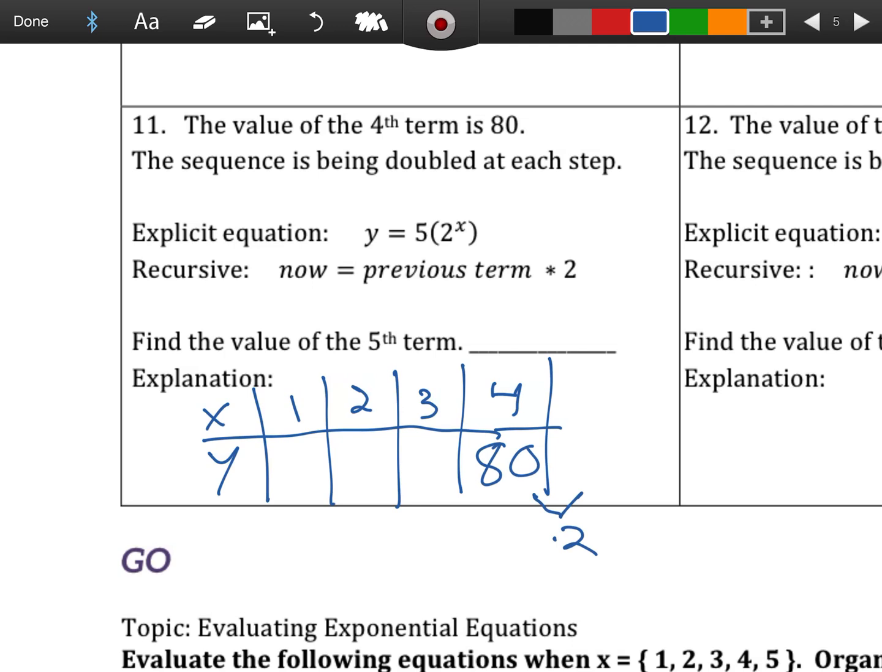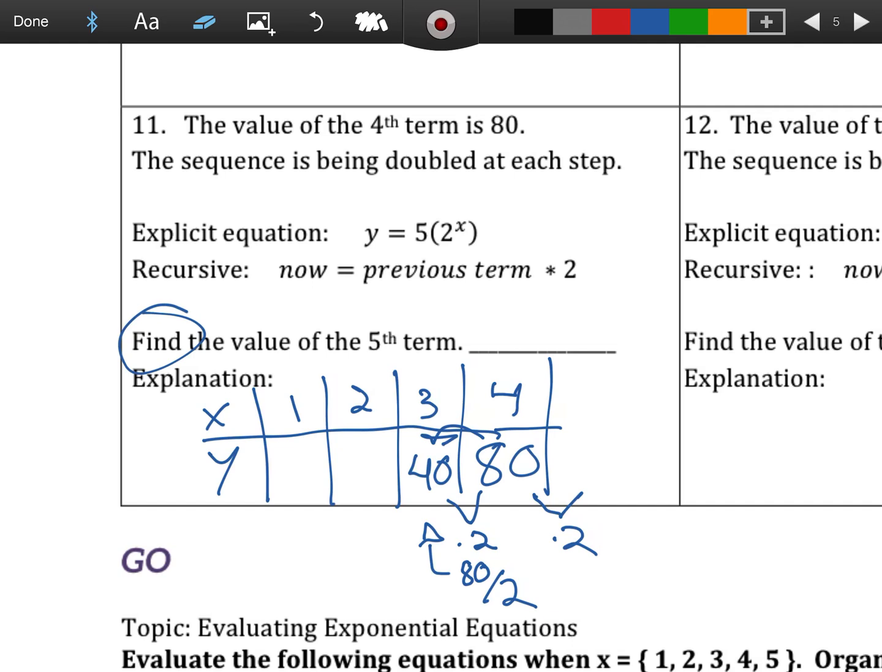So the value of the fourth term is 80. The sequence is being doubled at each step. So as we move forward, this is multiplying with 2. If we were to move backwards, it'd still be multiplying by 2, but how do you think we can move backwards to this? Because originally we multiply forwards, but if we're now going backwards, we could take half of that. So if we do 80 over 2, that's 40.